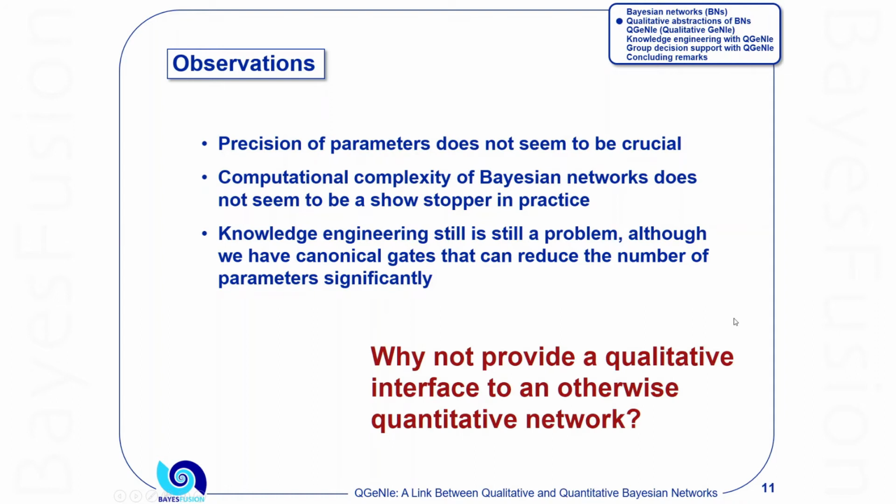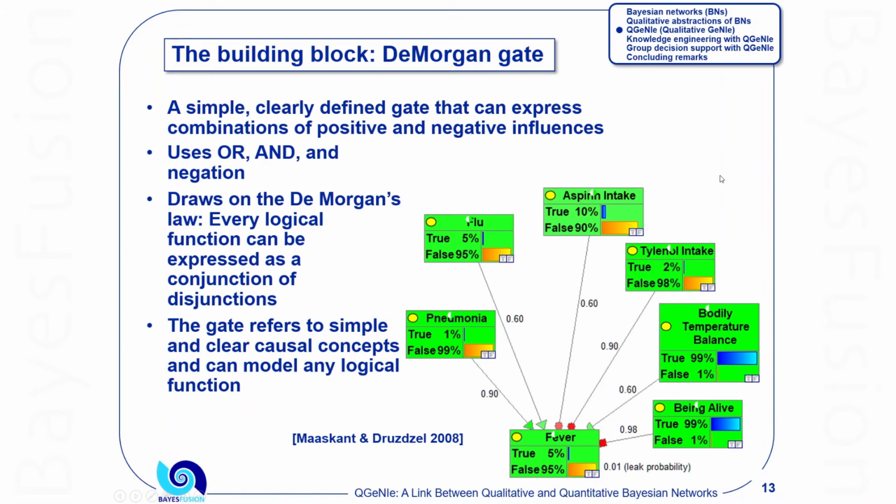These three underlie our approach to QGeNIe, a qualitative interface to an otherwise quantitative network. So we are not worried about calculation. We can have a quantitative network, but we provide a qualitative interface to it. So QGeNIe, the building blocks: there's only one building block, the De Morgan gate.